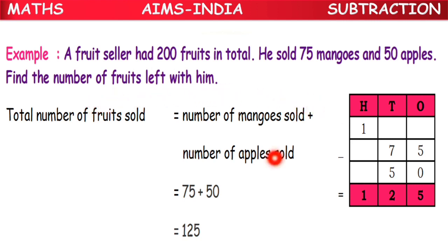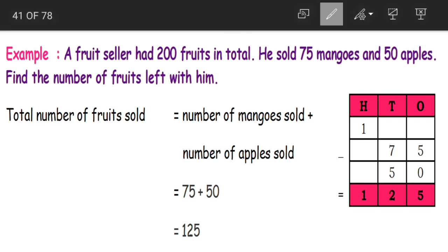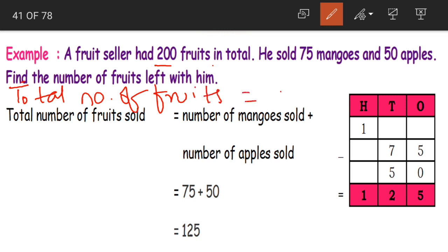Yes, children, what is he saying? The first number is what? The first number is 200. So first we need to write total. What is this? This is the total fruit size. Yes, total number of fruits with the fruit seller is equal to 200.